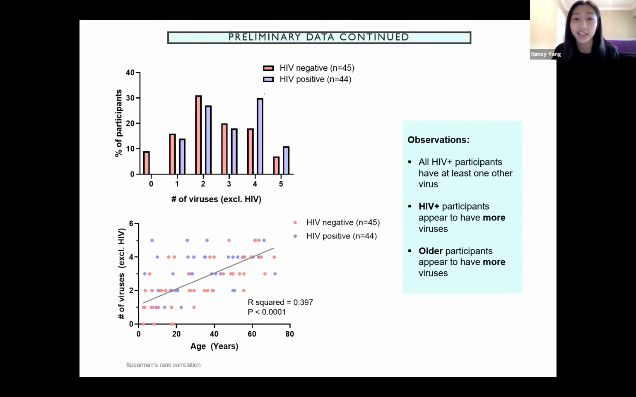First, all HIV positive participants have at least 1 other virus. Secondly, the HIV positive participants appear to have more viruses, as seen on the right side of the bar graph. And finally, older participants appear to have more viruses, as seen with the upper trend line in the scatter plot.